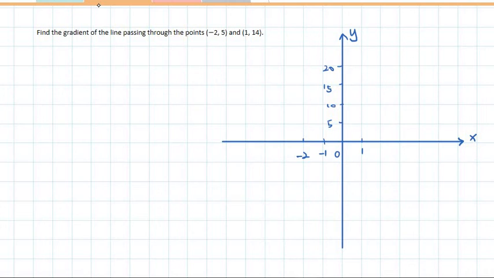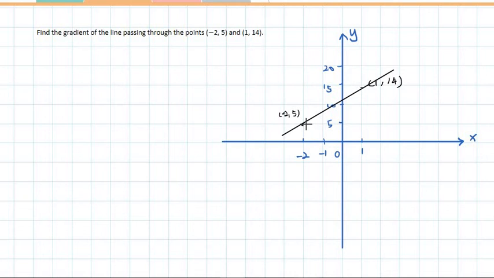My first point is (-2, 5). So when x is equal to -2, y equals 5. That's my first point. My next point is when x equals 1 and y equals 14, so it's about over there: (1, 14). Now I've joined these 2 points with a linear line. In that linear line, could you find a right angle triangle that uses the linear line as its hypotenuse? I will give you a hint.